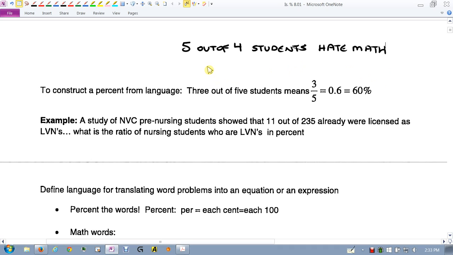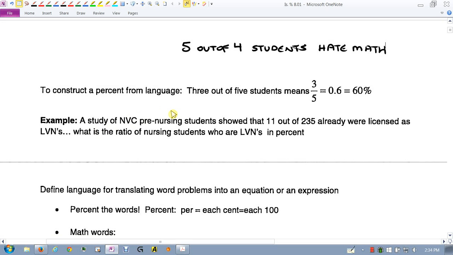You can't do 5 out of 4, right? I mean, it doesn't make sense. 4 out of 5 makes sense. 5 out of 4. So, I mean, he has a shirt that says that 5 out of 4 students hate math. It might say 3 out of 2. I don't remember, but that's the idea.